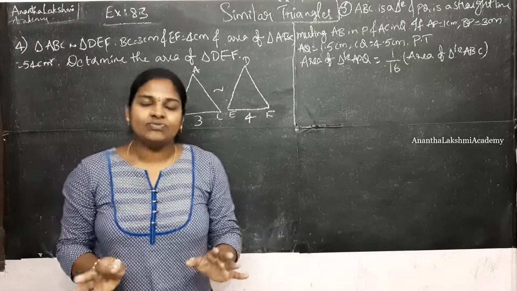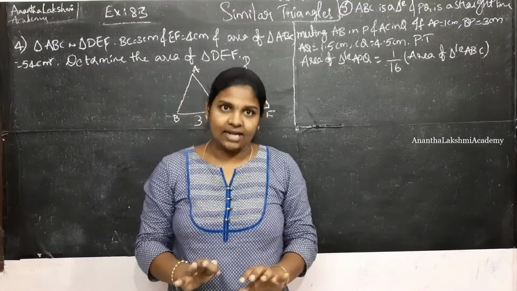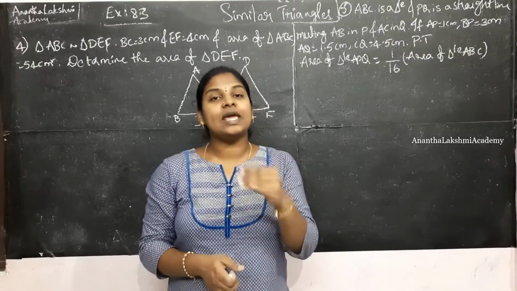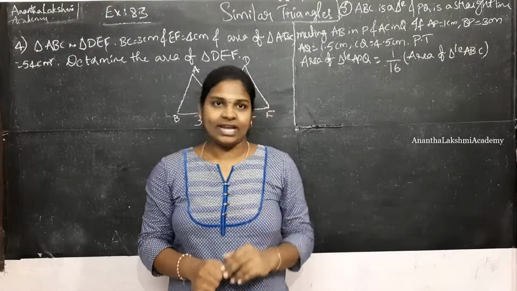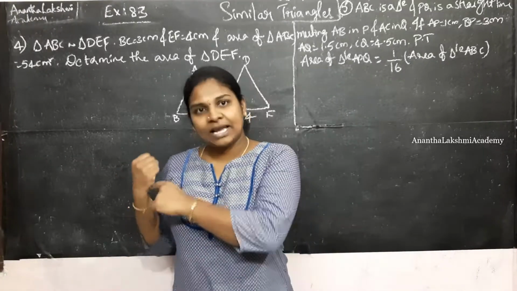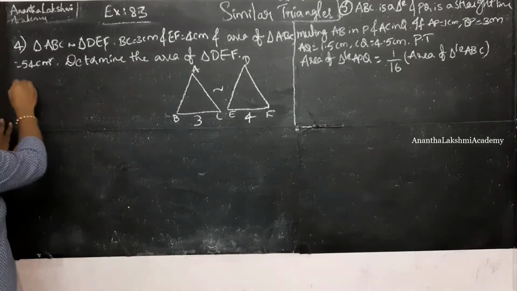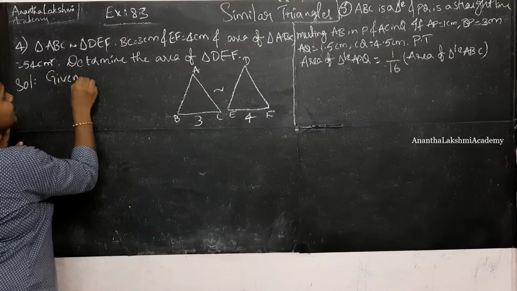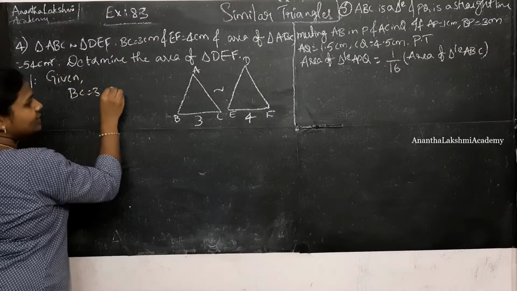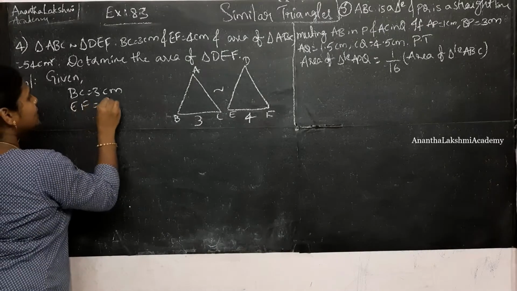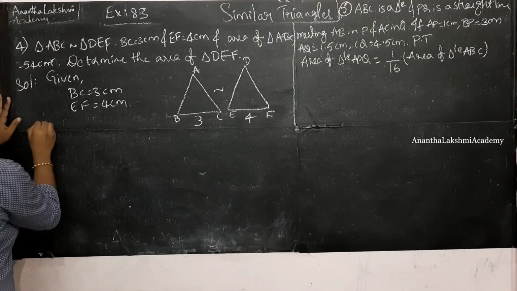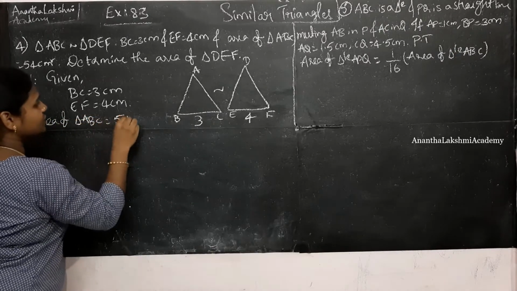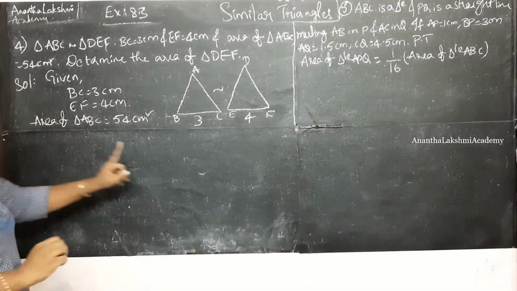Just before this exercise, we went through a theorem 8.6 which states that ratio of areas of 2 similar triangles is equal to the ratio of the squares of their corresponding sides, isn't it? So let me apply the same formula here. Even before writing the formula, let's quickly write down the given section. What is given for us? Given BC is equal to 3 centimeters, EF is equal to 4 centimeters. Area of triangle ABC is 54 centimeters square.